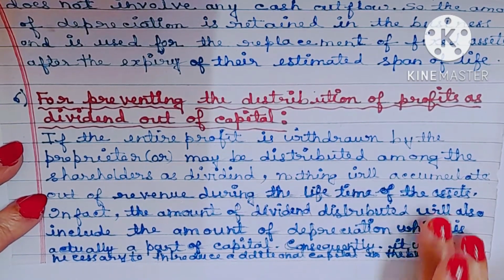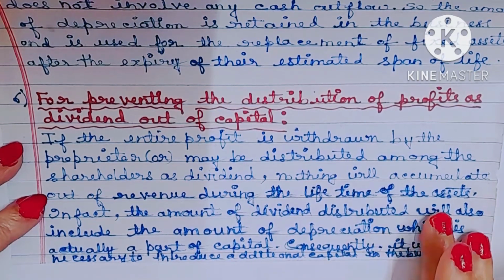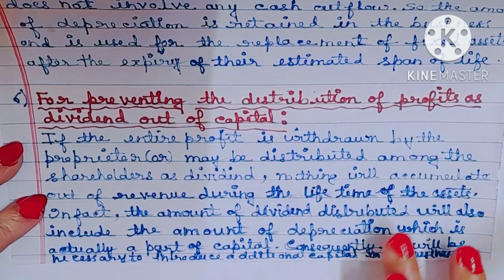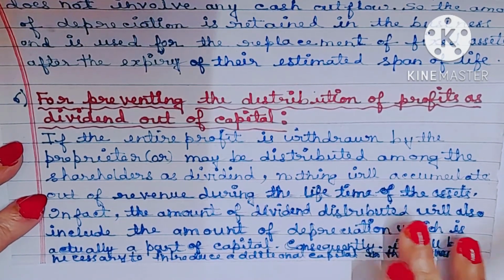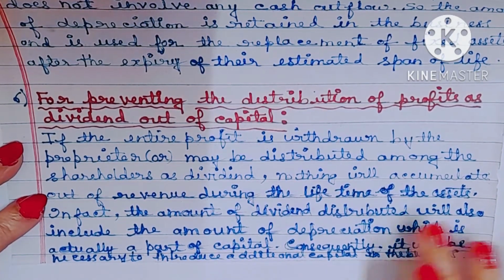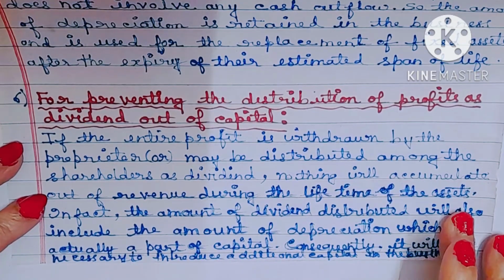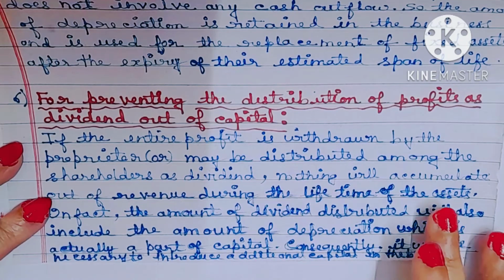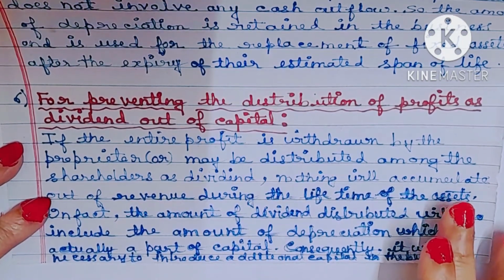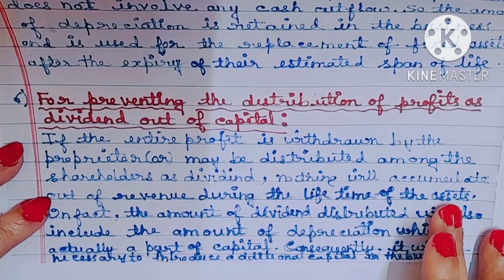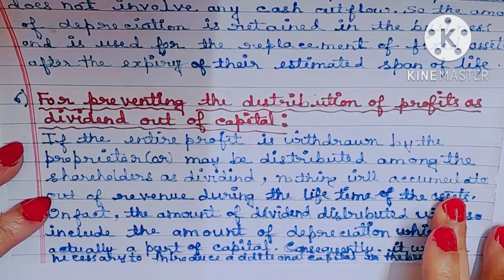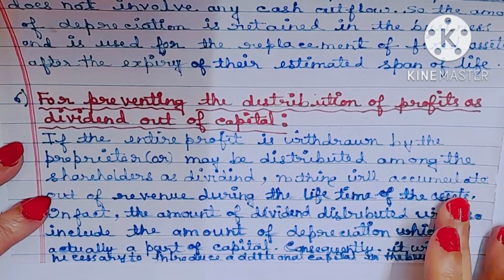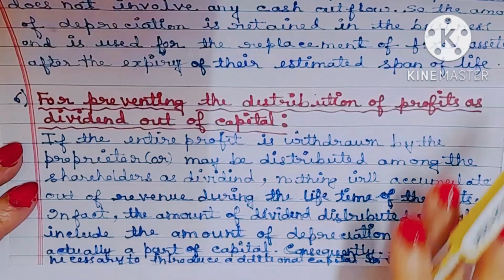So shareholders beshi dividend chaibe and proprietor beshi profit withdraw korbe. So there will be no amount left in the business to replace the fixed assets after the expiry of their estimated span of life. So you always have to charge depreciation. This is the reason depreciation is charged on tangible fixed assets except land. Understood? I hope you understood.